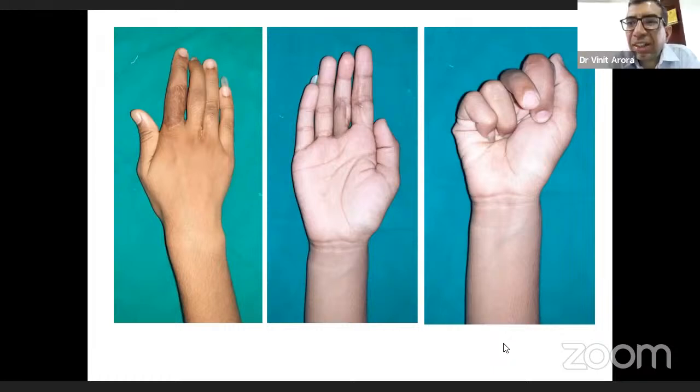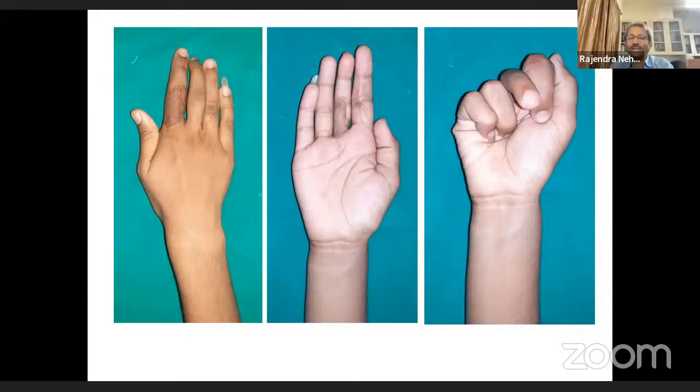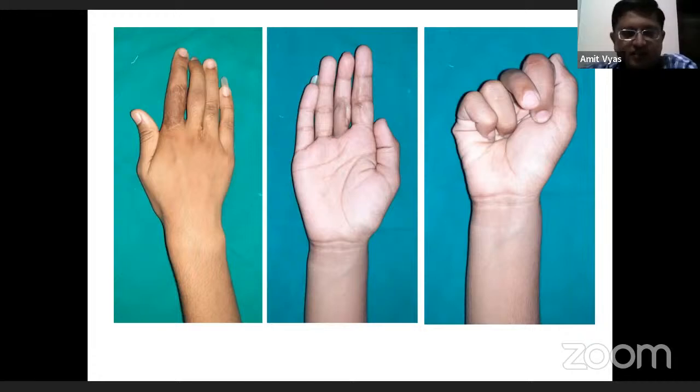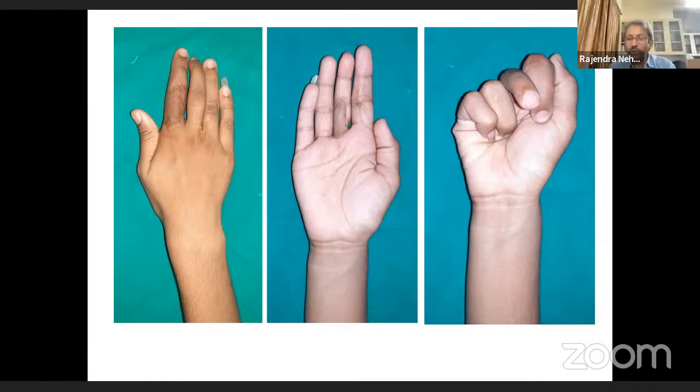One question, Amit, anything about the length of the finger? I think it is shorter than the earlier one. That's because of the flexion deformity. Yeah, because of flexion deformity, and second, because of some effect on the growth also. Yes, because of the nerve injuries. Because of the nerve injuries. Yes.